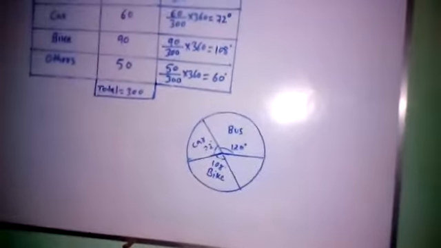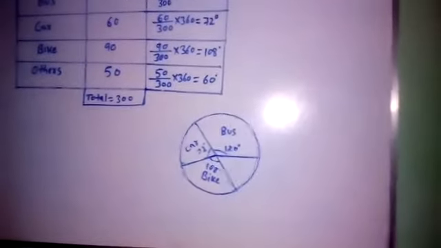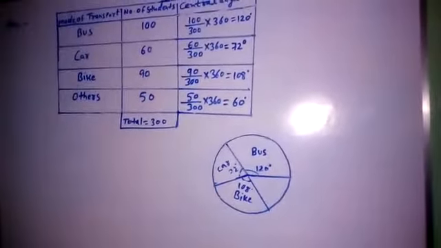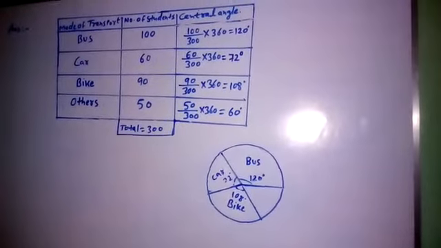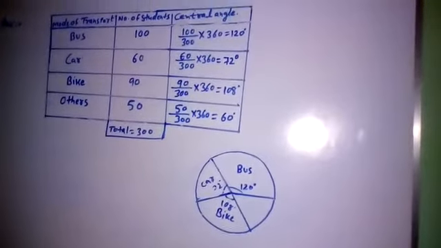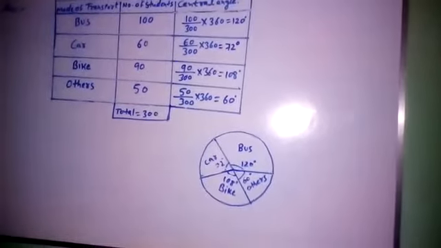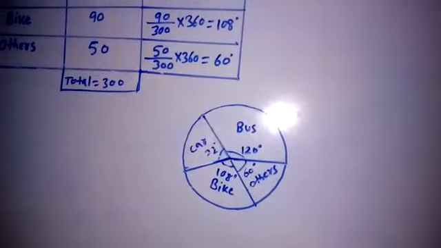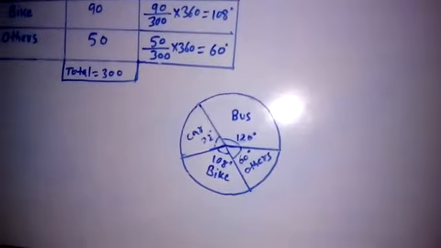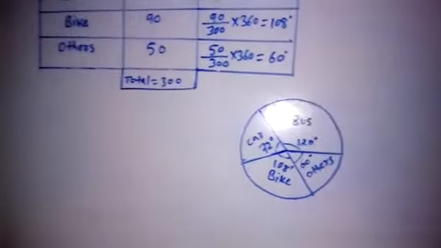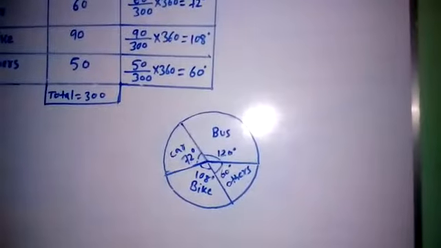The rest that is left is for others. No need to measure it because this is the last. So the last is others, whose angle is 60 degrees, and since it is the last, there is no need to measure it. So this is the 60 degrees for the others. So this is the complete diagram of the given information for the pie chart. Understood?